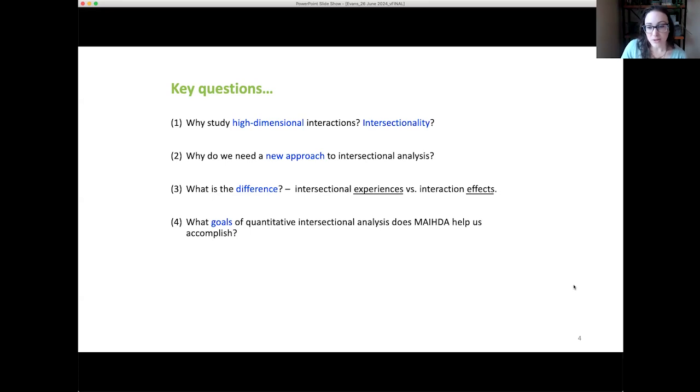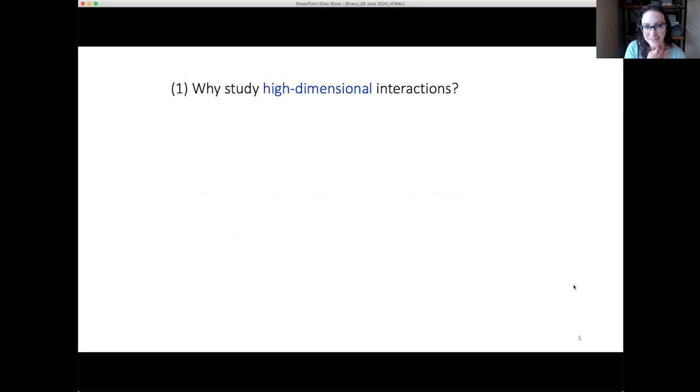And then I will close with some discussion of what are the goals of a quantitative intersectional analysis? How does MAIHDA help us there? And to illustrate this, I'm going to give you a couple of nice concrete examples that you can walk away with and think about. So to get us started, why on earth are we doing this? Why are we studying high dimensional interactions?